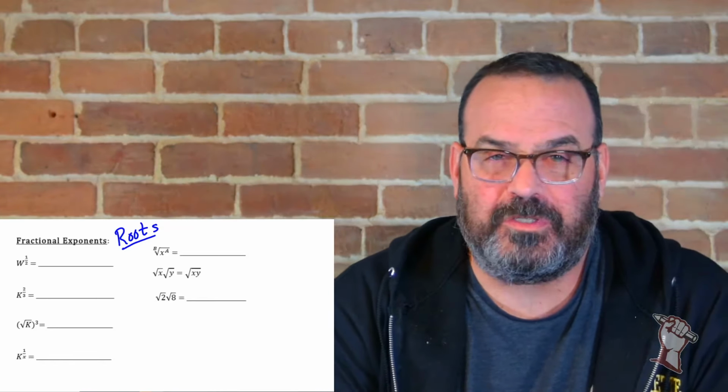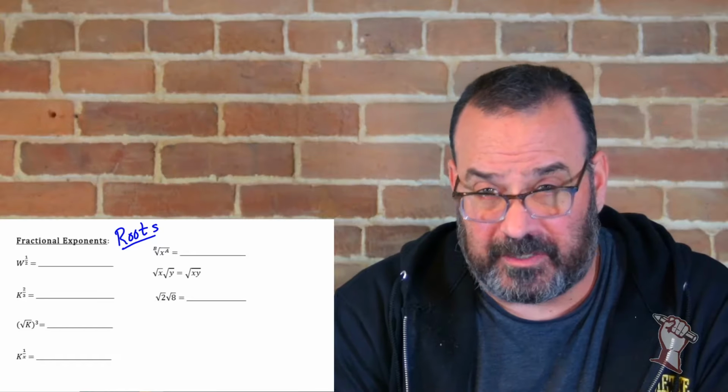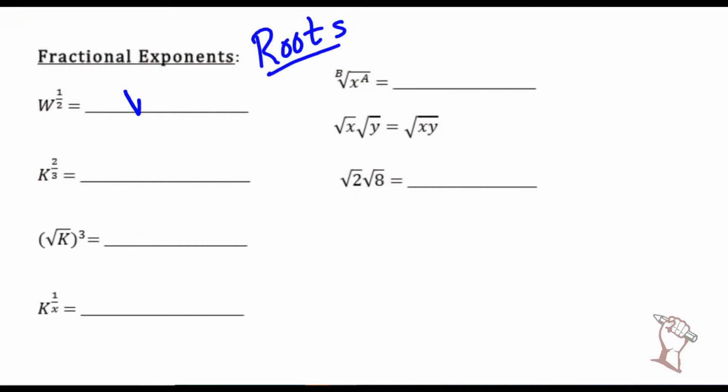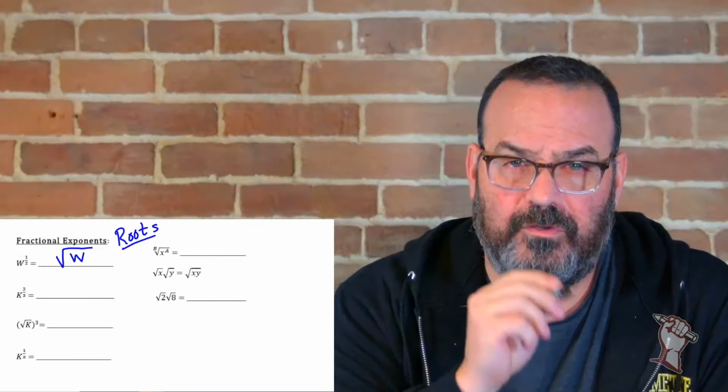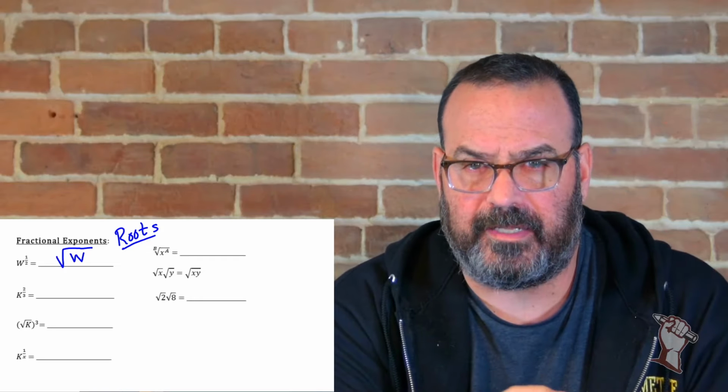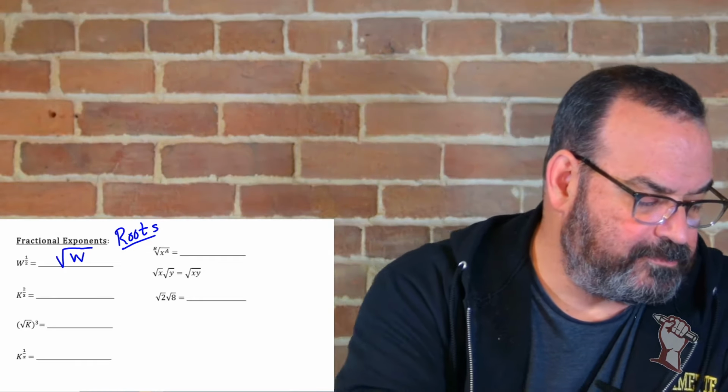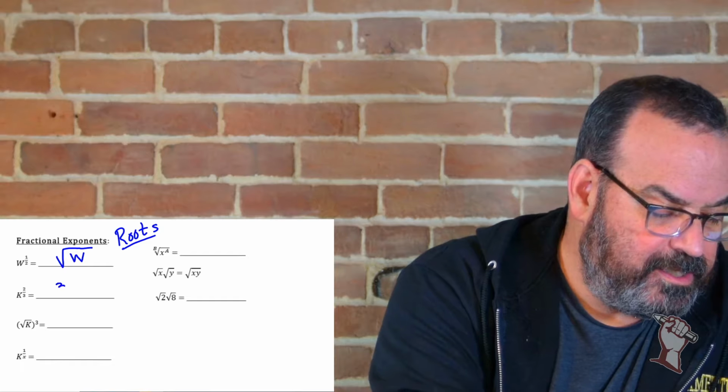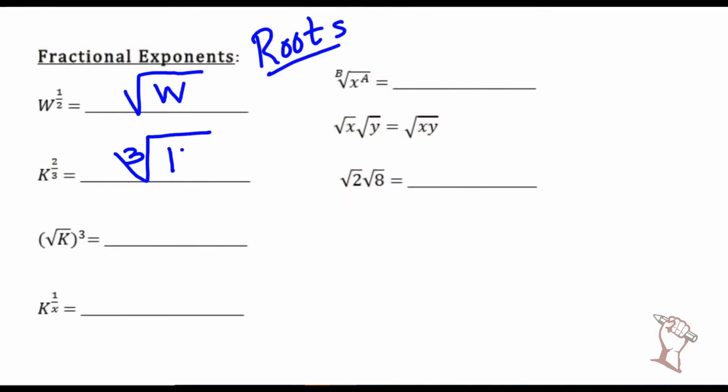All right, the most common fractional exponent is 1/2. That's a square root. w to the 1/2 is the square root of w. If you use the square root symbol and put no number in it, it is assumed to be the square root. k to the 2/3 is the third root of k squared. The square root of k cubed is the exact opposite. So I've got k cubed and its square root. Notice how I put these two as opposites of each other.